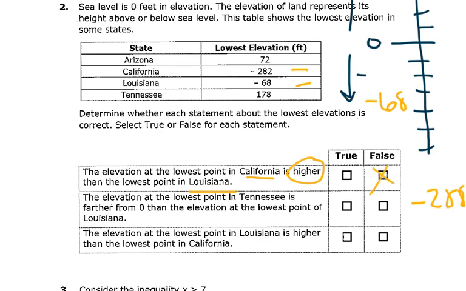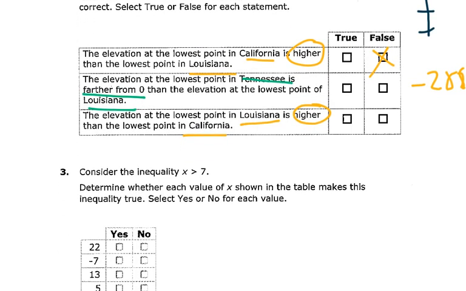Okay, the elevation at the lowest point in Tennessee is farther from 0 than the elevation point of Louisiana. This would be an absolute value question, okay? The elevation at the lowest point in Louisiana is higher than the lowest point in California. So you're telling me, are they true or false? Okay.